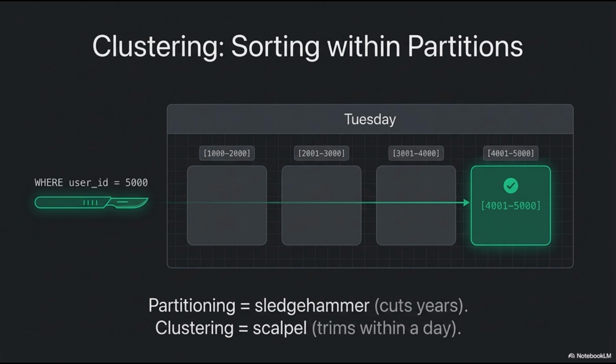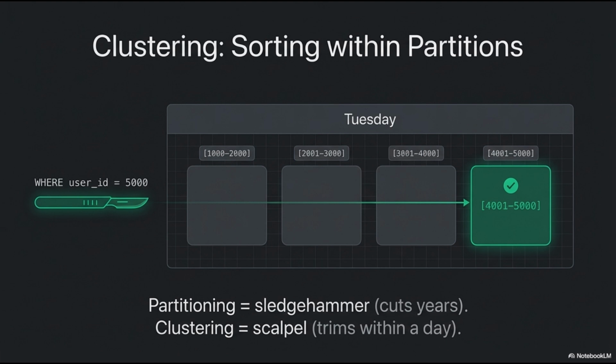If a chunk of data only contains user IDs from 1000 to 2000, and I'm looking for user ID 5000, the Dremel slot just skips that entire chunk. It bypasses the read entirely. So partitioning drops the sledgehammer, cutting out years of data you don't need, and clustering comes in with the scalpel, using block metadata to trim down the exact day's data even further. Mastering both mechanisms is how senior engineers keep that $6.25 per tebibyte under strict control.